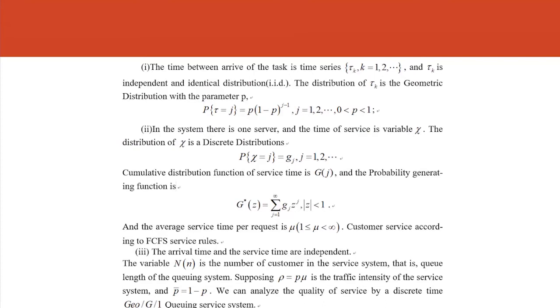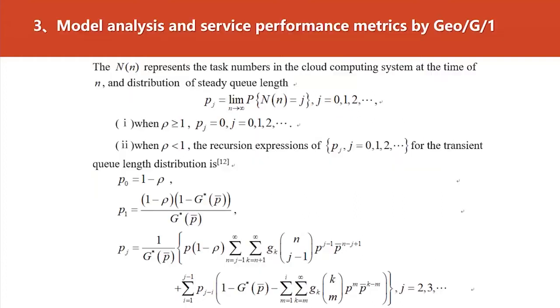The variable N is the number of customers in the service system, that is, the queue length of the querying system. We can support the traffic indices of the service system and so on. N represents the task number of the cloud computing system, with the distribution of the steady queue length as the limit p. We can get the true feature when rho is more than one, such as two, three, and so on. The second case is when rho is less than one, where we can get the other distribution.